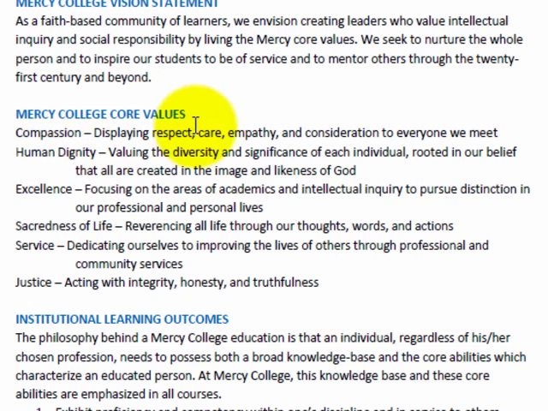As far as the Mercy College core values, these also are applicable for the Mercy Health Partners core values as well. So you'll see these in the hospitals: compassion, human dignity, excellence, sacredness of life, service, and justice.